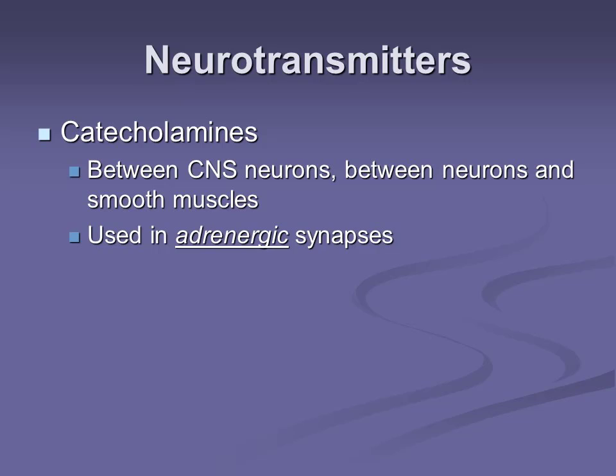But catecholamines are important in the central nervous system. They're important in neurons, between neurons and your smooth muscles, particularly in our fight and flight response. We're going to see a lot of norepinephrine used in our fight and flight responses.